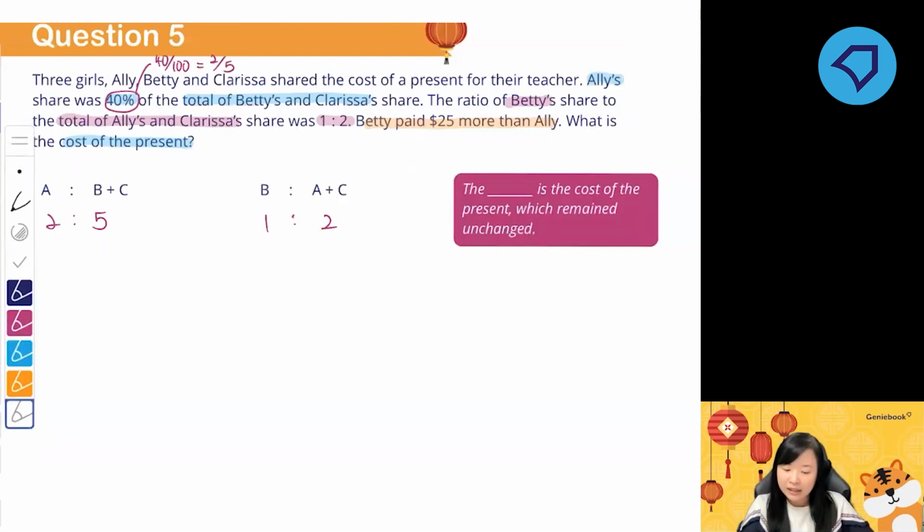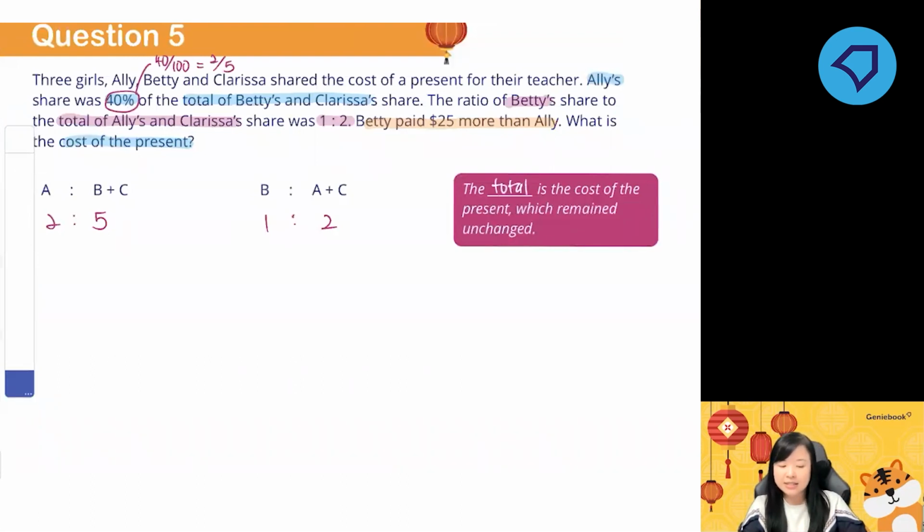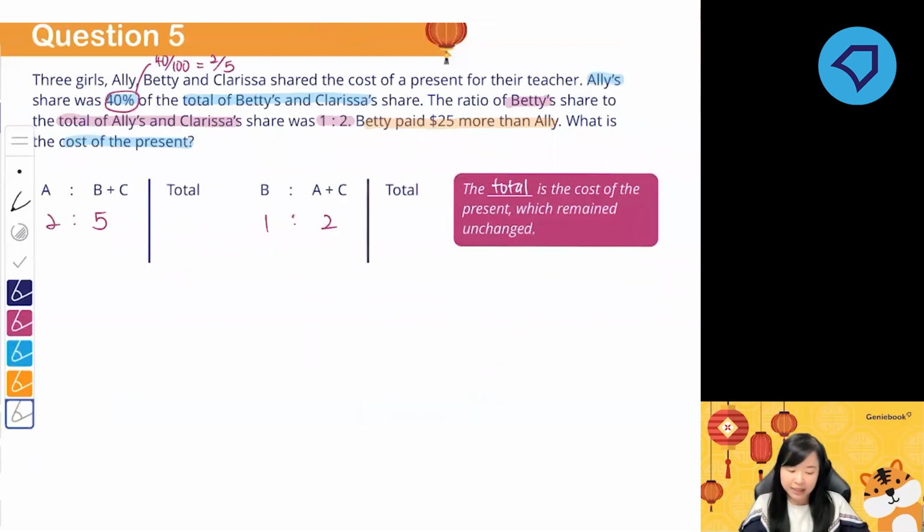The total is the cost of the present, and we know that the total is the same, right? Hence, now I have a column for my total. Can you tell me what's the total for the first set here? What's the total for the first set? Very good. Thank you. 7 units. And very good. 3 for the next one.